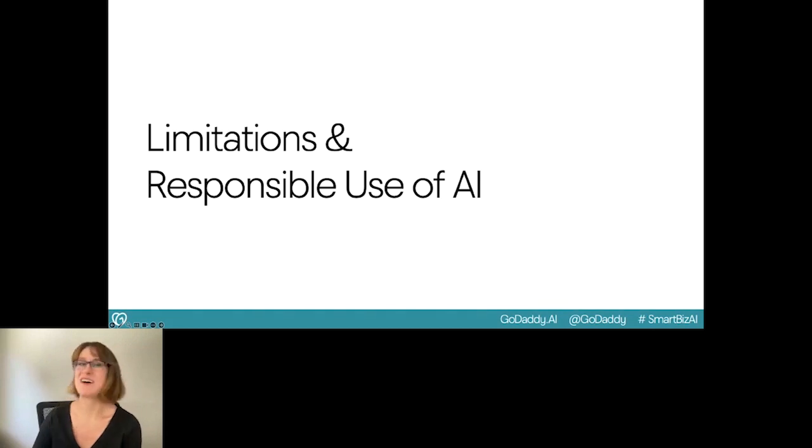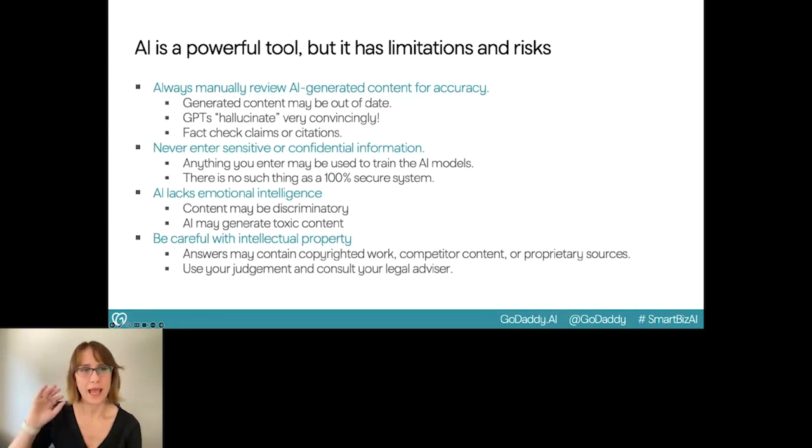Awesome. Okay, now onto a really, really important section: limitations and responsible use. So I hinted at this at the very beginning with the disclaimer, but I want to go a little bit deeper. AI is a super powerful tool, but it does have limitations. So number one, make sure to manually review AI-generated content for accuracy because it hallucinates very convincingly. It will spew stuff that sounds like facts and it's not.